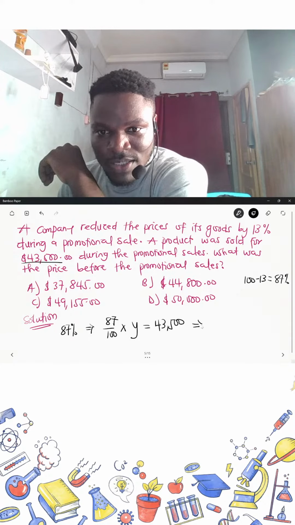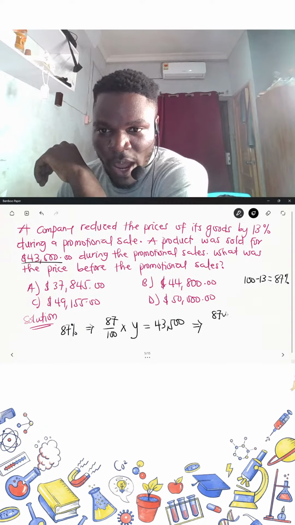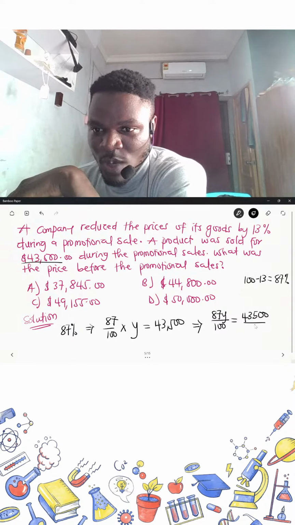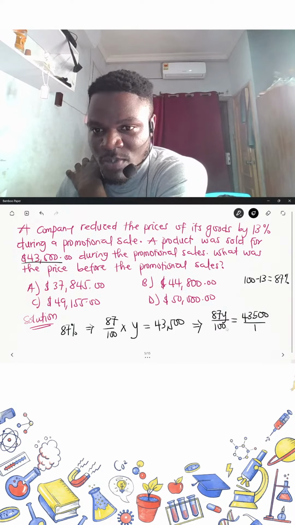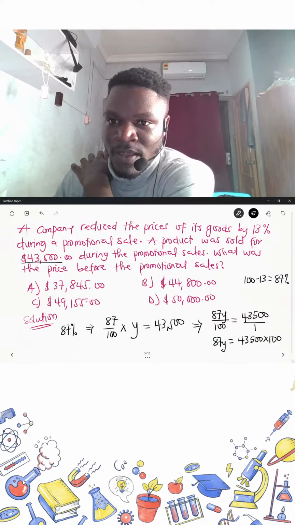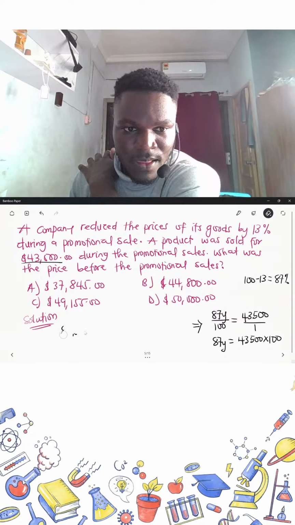So this now gives us 87y over 100 is equal to 43,500. Now, once we have this, we know that this also has a denominator of 1, so we can cross multiply. If we cross multiply, we'll have 87y is equal to 43,500 multiplied by 100. Are we okay? So I will erase this part and then we can proceed.